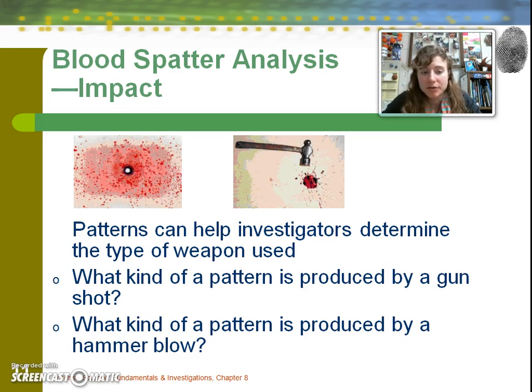We can also infer what kind of weapon was used. One big difference in a gunshot wound versus a blunt force trauma is that the gunshot wound will produce very numerous and very small blood spatter patterns, whereas blunt force trauma will produce more of a thicker volume spatter.